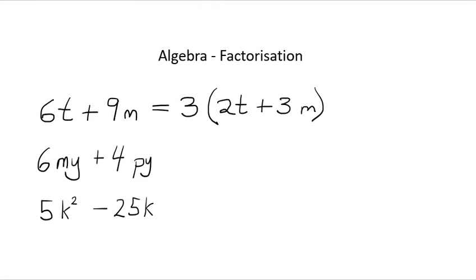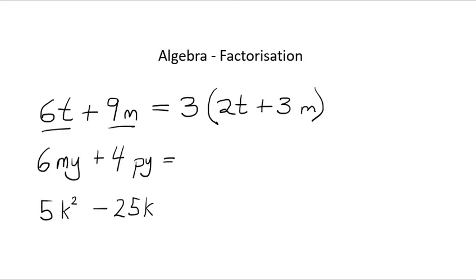And you can quickly check, because when you have factorized correctly, if you were to expand, you would get back what you had. And so in other words, 3 times 2t would give us back 6t, and 3 times 3m would give us back 9m. So you know you got it right.